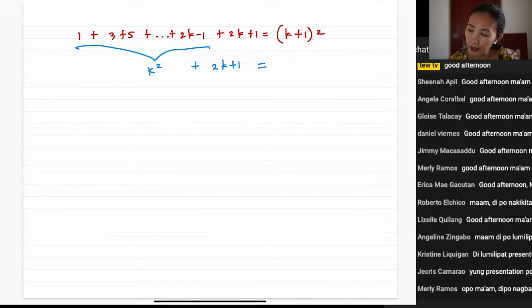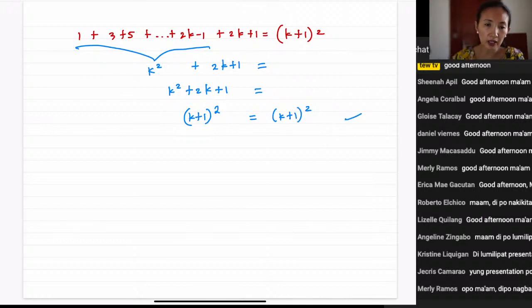We have to bring the left side into this form. K squared plus 2k plus 1. By factoring, remember this is a perfect square trinomial. K squared plus 2k plus 1 is a perfect square trinomial. I could express this in factored form as k plus 1 times k plus 1 or k plus 1 squared. And this is exactly the form that you can see on the right side. So, k plus 1 squared equal to k plus 1 squared. What's our reason here? By factoring. Now, we move on to the next.